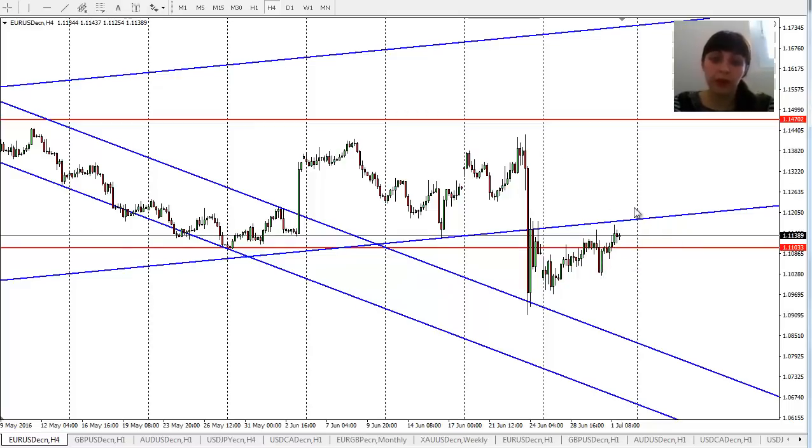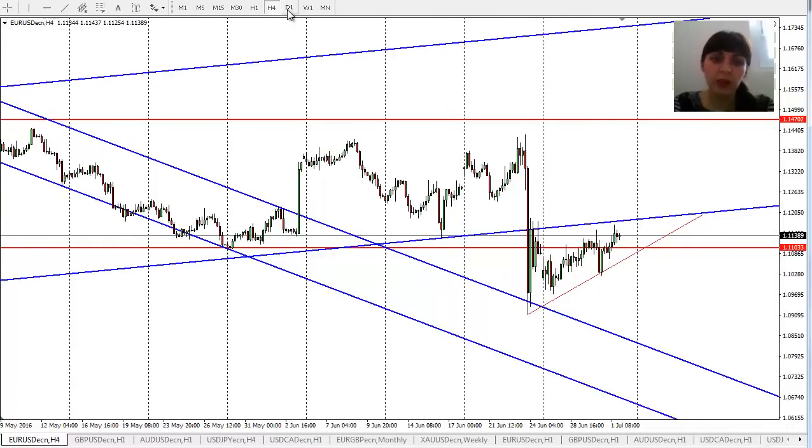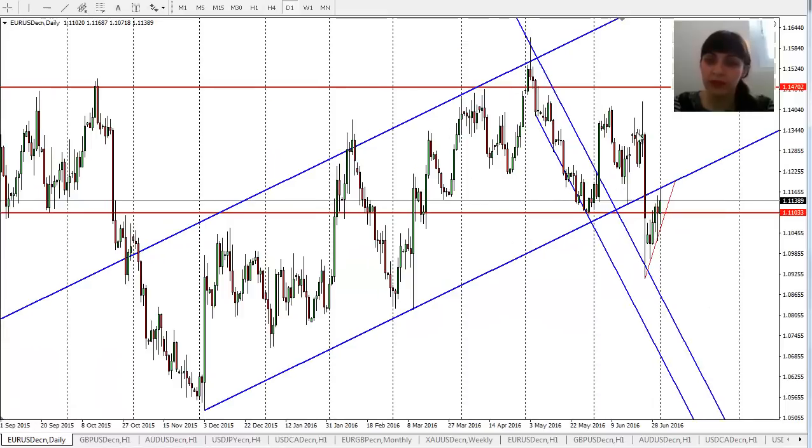Also you can see we have a little bit of a trend from here, so it's either a correction or it could be a trend. And around here it's also quite hard to say, because it's still affected by that big movement from the news reaction.